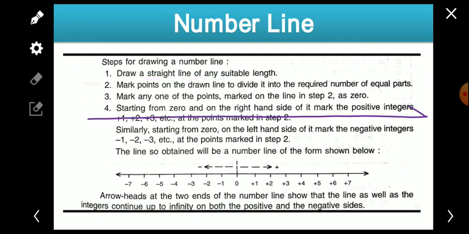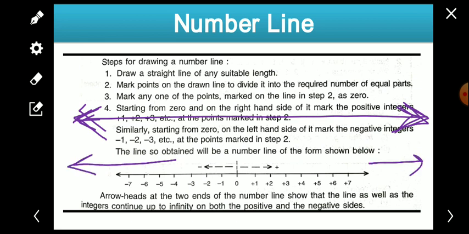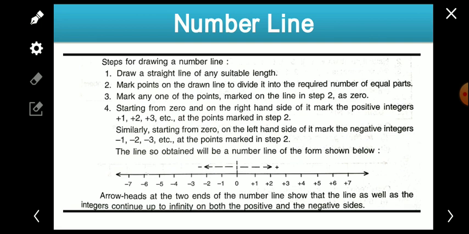We'll simply draw the line, and we know that the line has no end point, so we'll put an arrow on both sides. It represents that the line can be extended in this direction and in this direction also. The first step we have done is to draw the straight line.